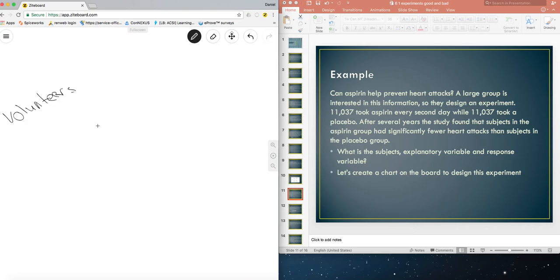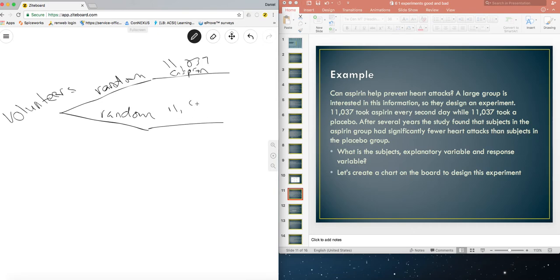They didn't divide it up by males or females or anything like that. So you're going to just have two lines. And we're going to put random, because remember, we randomly chose who got to be in each group. Treatment 1 is the 11,037 who, what was the first one? Took aspirin. And on this line, there were 11,037 people who took a placebo.